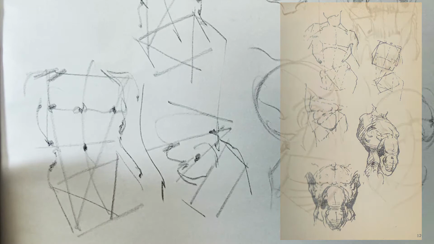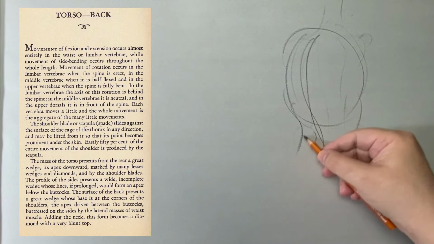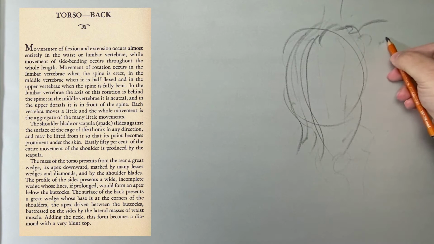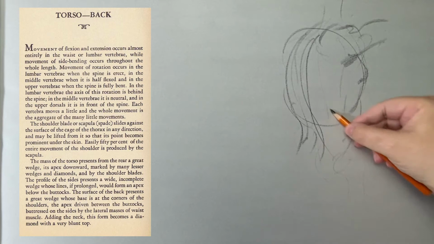Movement of flexion and extension occurs almost entirely in the waist or lumbar vertebrae, while movement of the spine bending occurs throughout the whole length. Movement of rotation occurs in the lumbar vertebrae when the spine is erect, in the middle vertebrae when it is half flexed, and in the upper vertebrae when the spine is fully bent. In the lumbar vertebrae, the axis of this rotation is behind the spine. In the middle vertebrae, it is neutral. In the upper dorsals, it is in the front of the spine.